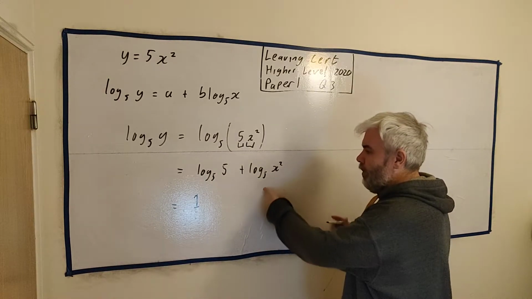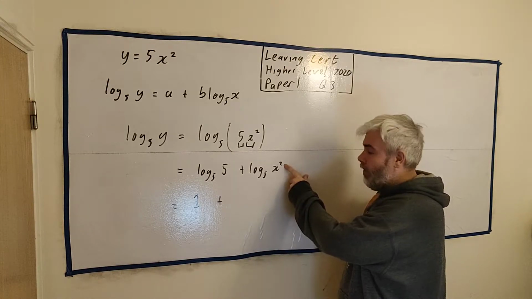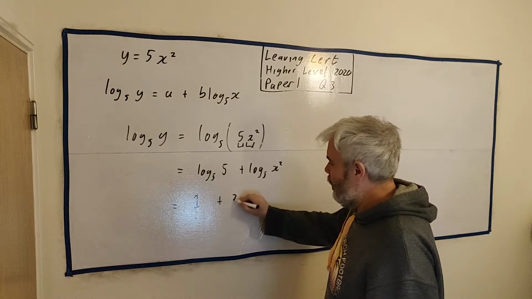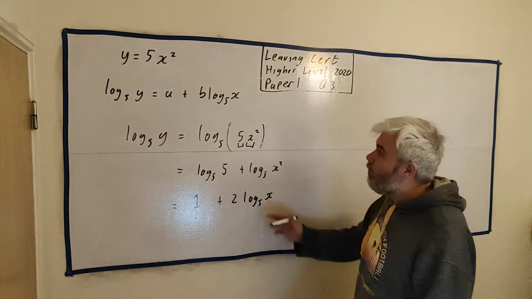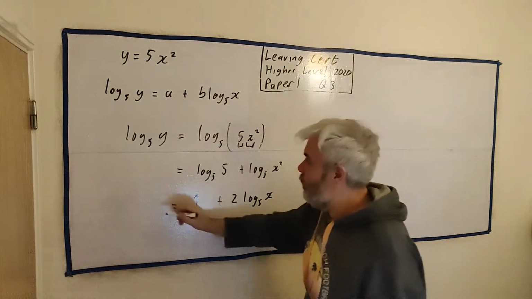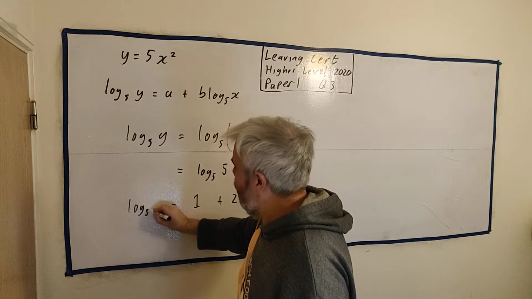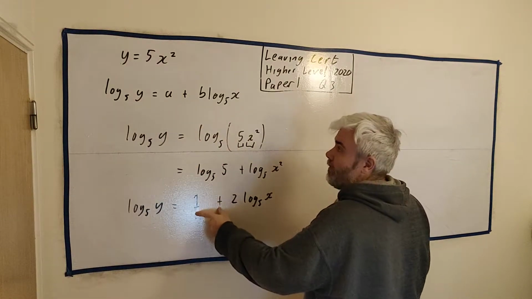There's another rule about logs: for the log of something with a power, that power can come out front. So 2 log to the base 5 of x. And we're already there. We've got it looking like they wanted it to look. So we have log to the base 5 of y is equal to a number, in this case it's 1.